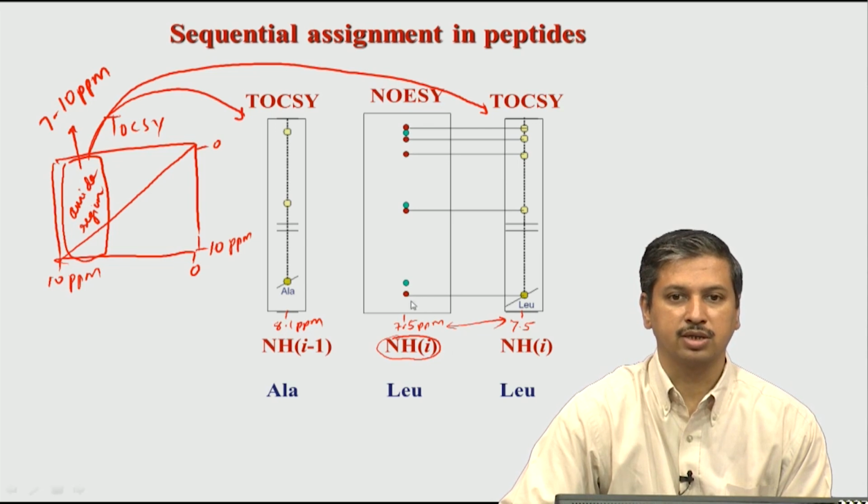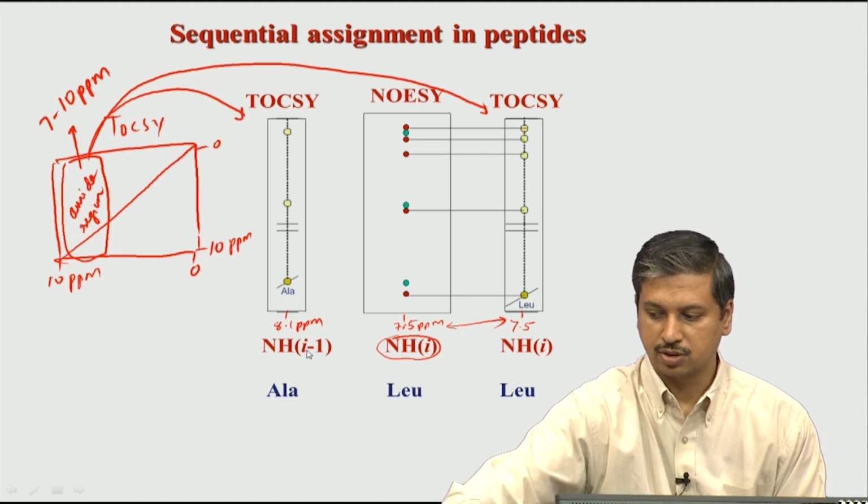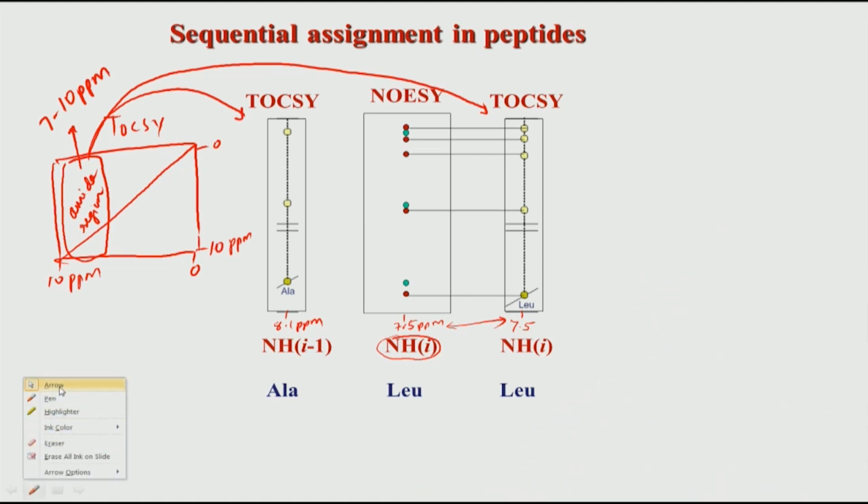The idea here is that in a TOCSY you see individual spin systems, that is individual amino acids, but in a NOESY you get a combination, you get a dipeptide, you get two amino acids together. And why is this happening? This is happening because the neighboring amino acid is not very far away from the amino acid which we are looking at. So, we are looking at a residue I, and I minus 1 is not far away, it is within 5 angstrom.